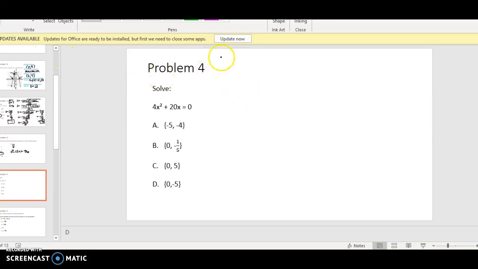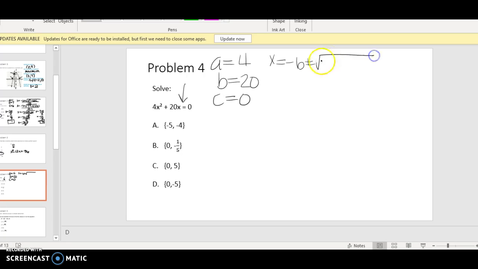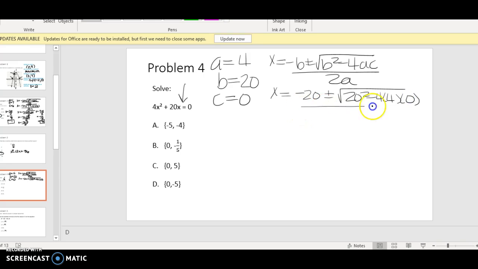For this problem, I would recommend using the quadratic formula. Our c on this one is 0 because there is no constant term at the end here. So let me put the formula here for you. So opposite of b, so negative 20, plus or minus the square root of 20 squared minus 4 times 0, all over 2 times 4.